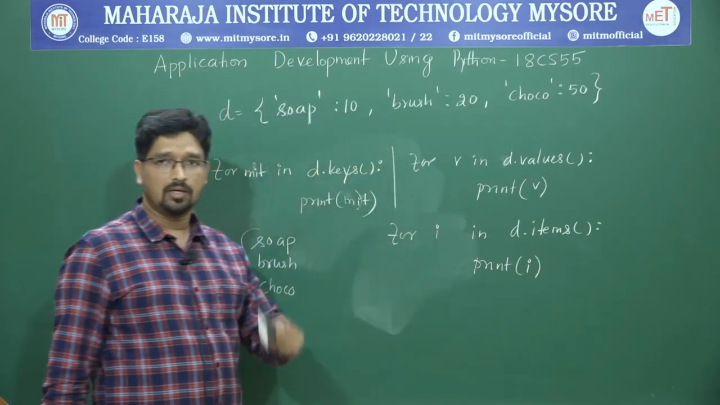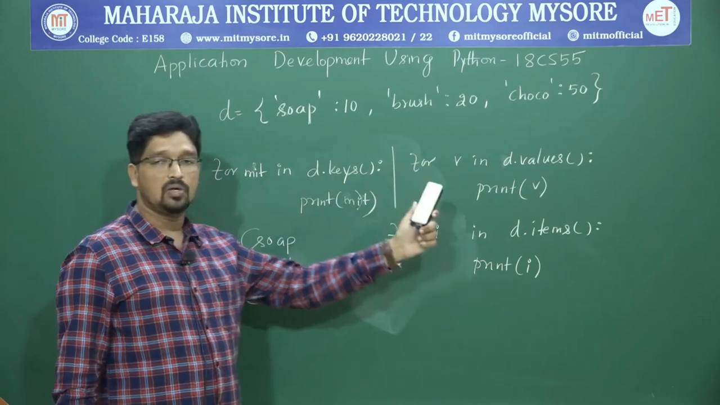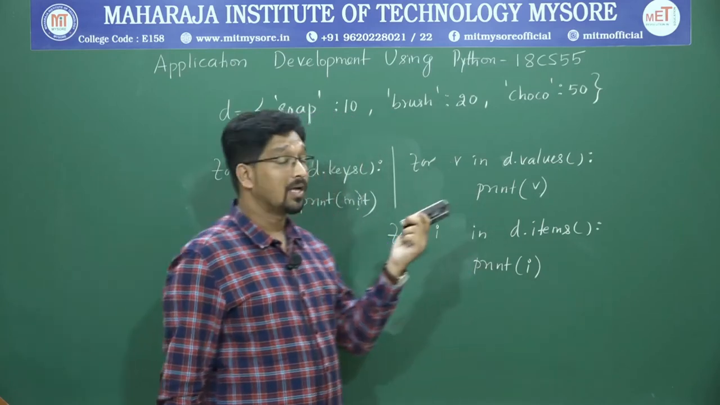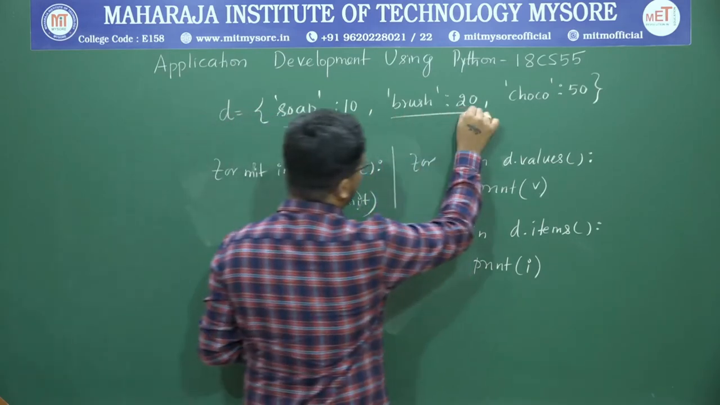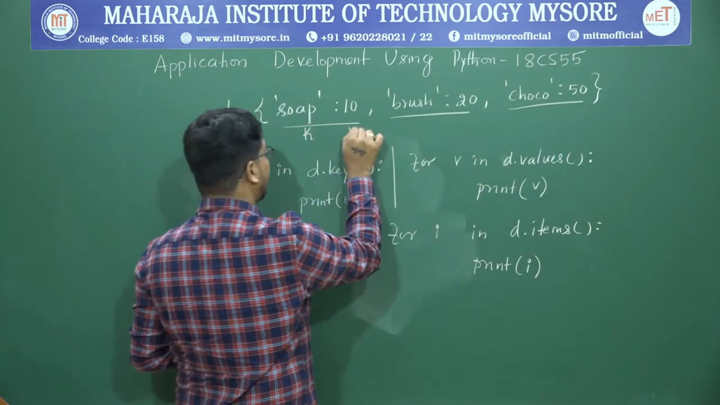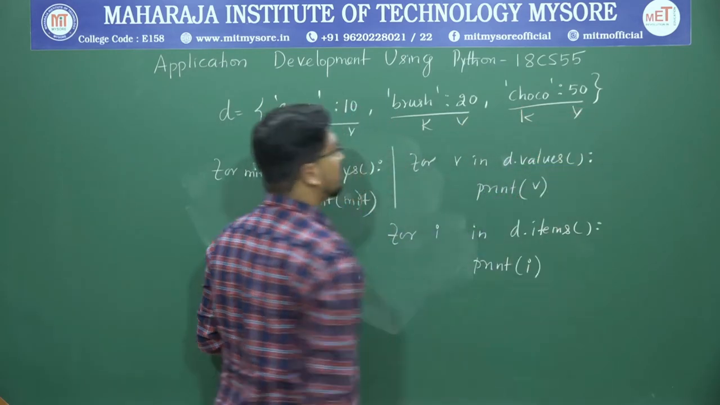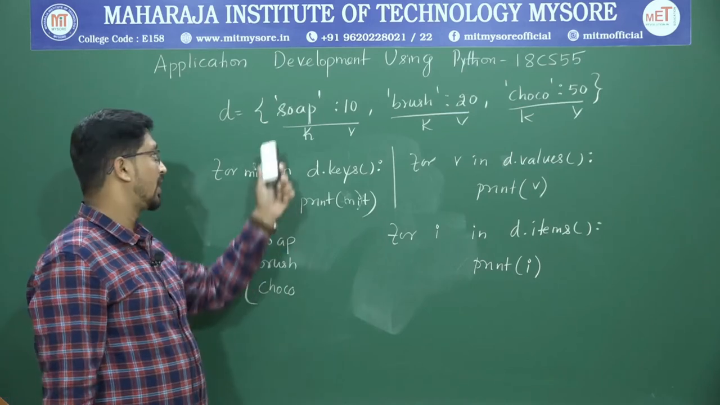Here, a small change compared to keys and values is that here I say items. What are the items available? Items available are soap 10, brush 20, choco 50. Means you have k value and v value, which means you need two variables to access the items.